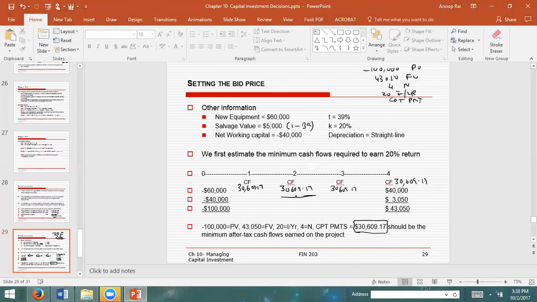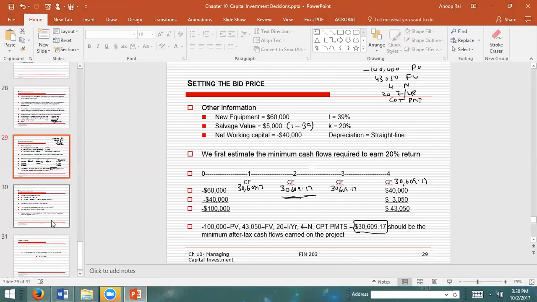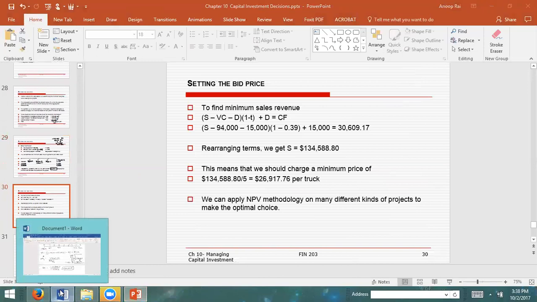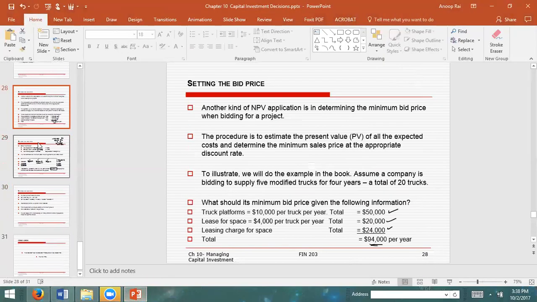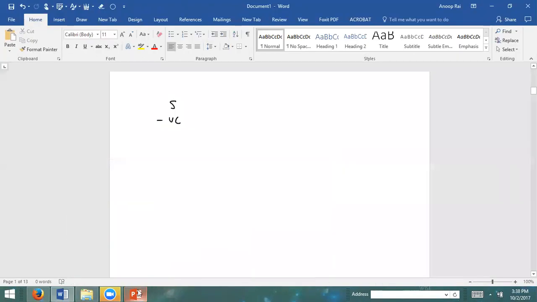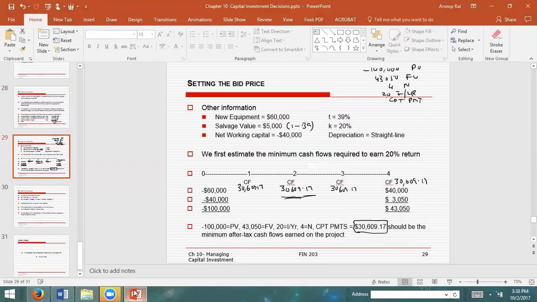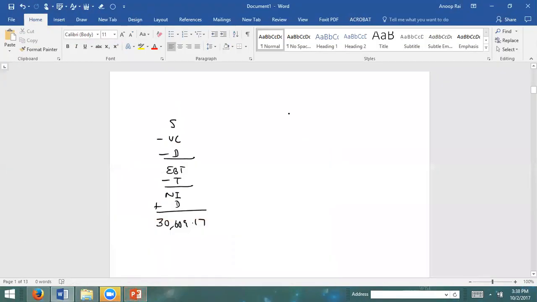So now the question is, how do you make sure that 30,609.17 is this? So this is what I'm going to do now. Here's what we'll have to do. We'll have to say sales minus the variable cost. And is there a fixed cost in this one? Some of the projects have fixed costs. There is no fixed cost in here. Sales minus variable costs minus depreciation, you get the earnings before taxes. You take away the taxes, you get net income, add back the depreciation, and that should equal 30,609.17. Correct? Is it 17? Yes.